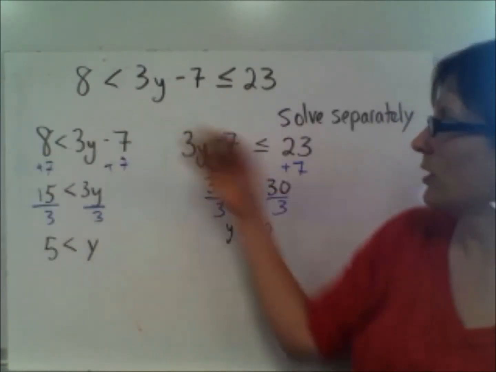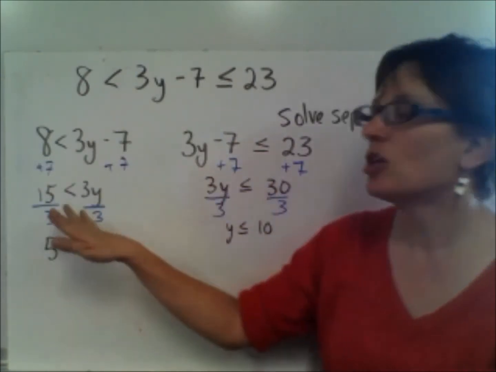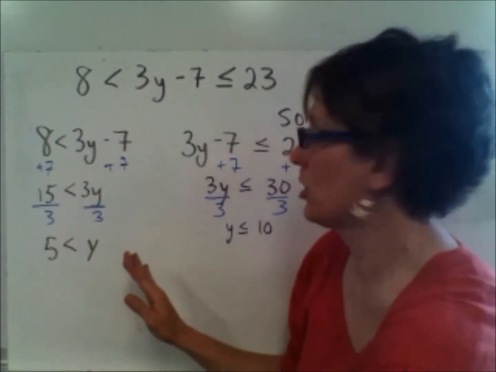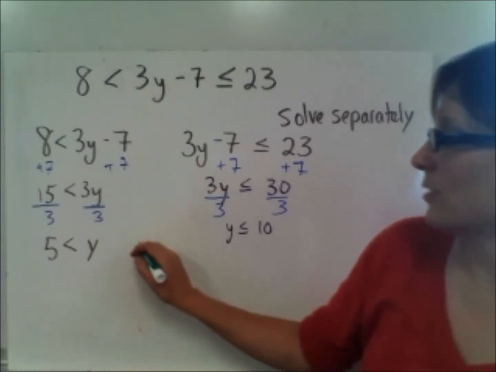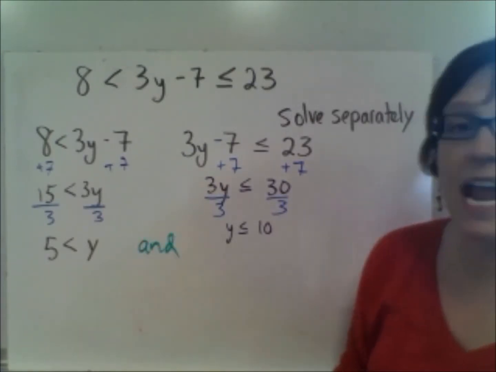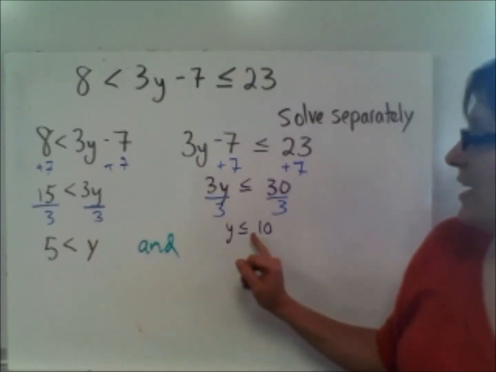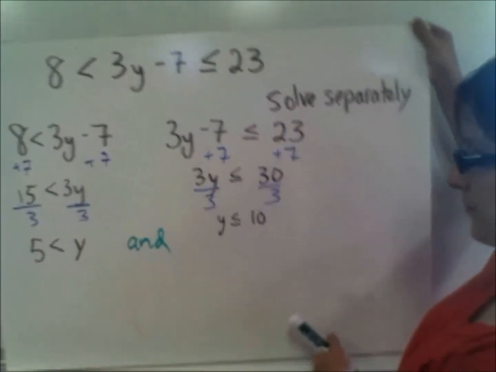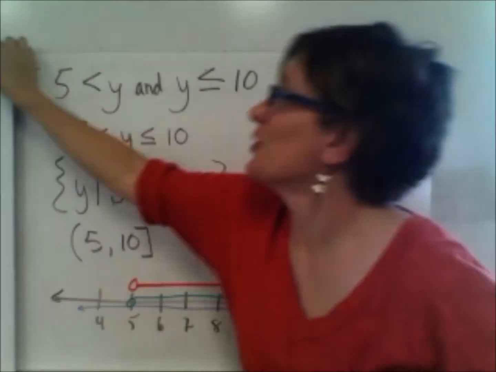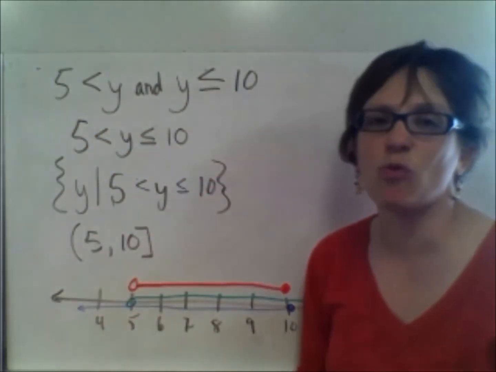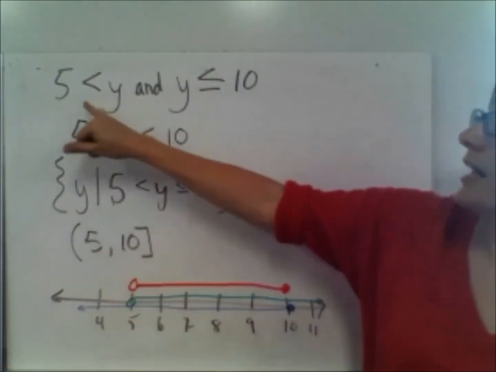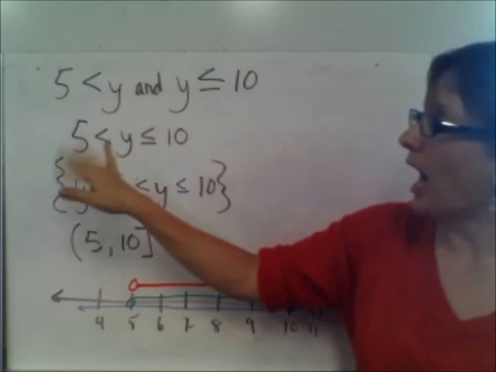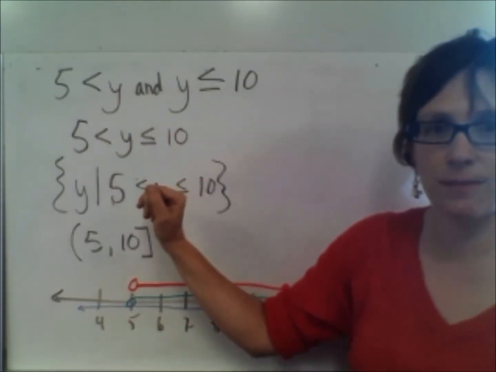There's my first inequality. There's my second. Solve them separately. You'll get two answers. 5 is less than y, and y is less than or equal to 10. So here's all of the different ways I can write that answer. I can write it as two separate inequalities with the word and. I can write it as a compound inequality.